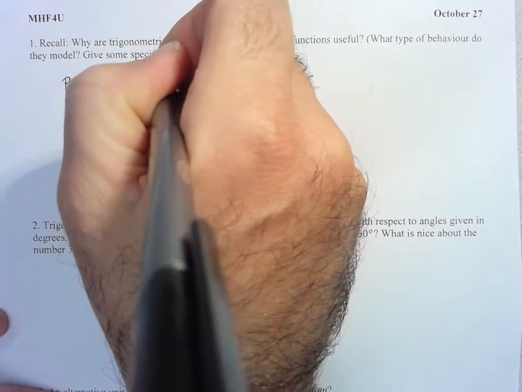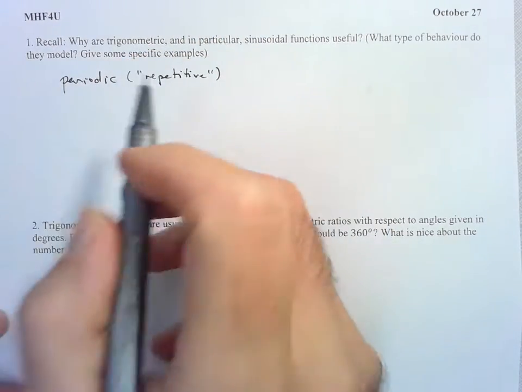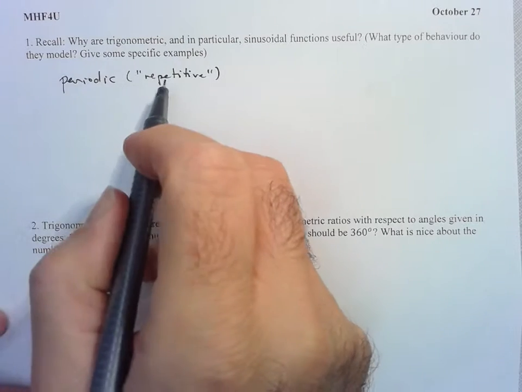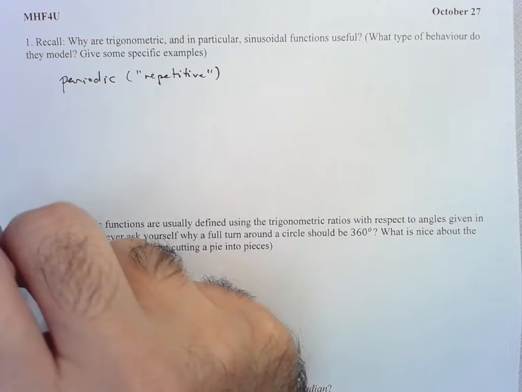Okay, now what does that mean? Well, essentially periodic means repetitive. And it's actually a little more than just being repetitive. It means it repeats itself at a regular interval.